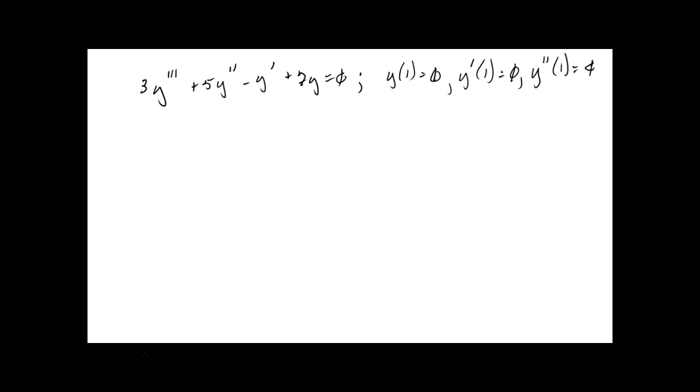Now, that possesses, by the way, a trivial solution. Y is equal to 0. Because if y is equal to 0, then this term is equal to 0. The first derivative of 0 is 0. The second derivative of 0 is 0. The third derivative of 0 is 0. All those added together give you 0. And y at 1, if y is equal to 0, then y of any value is going to be 0. So yeah, that's a trivial solution.